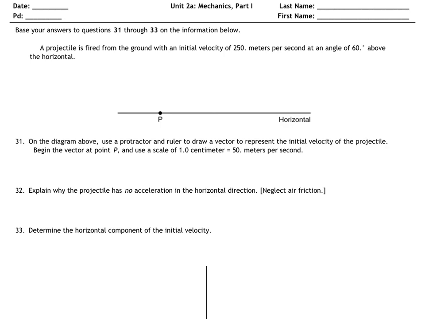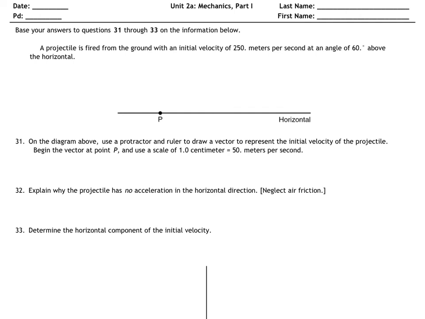All right, my last three questions are based on this diagram. It says a projectile is fired from the ground with an initial velocity of 250 meters per second at an angle of 60. And then question 31 says, on the diagram above, use a protractor and a ruler to draw a vector to represent the initial velocity of the projectile. It says, begin the vector at point P and use a scale of 1 centimeter equals 50 meters per second.